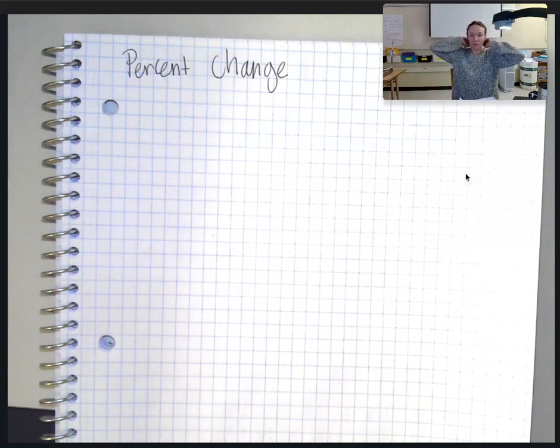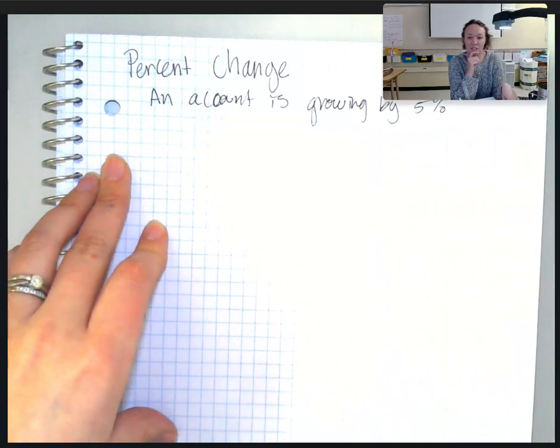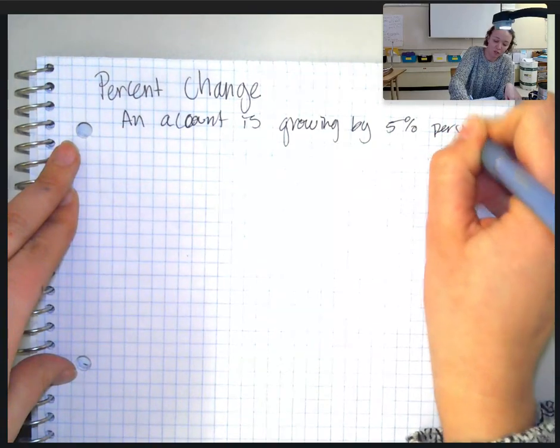All right, in this video, we are going to learn about percent change. So we've already talked a bit about a decrease and how you have to subtract from 1 to figure out what that fraction change is. It works very similar when we're working with percents. You just also have to remember how to change a percent into a decimal before you do that plus or minus 1 calculation. Let's say for an example that an account is growing by 5% per year.